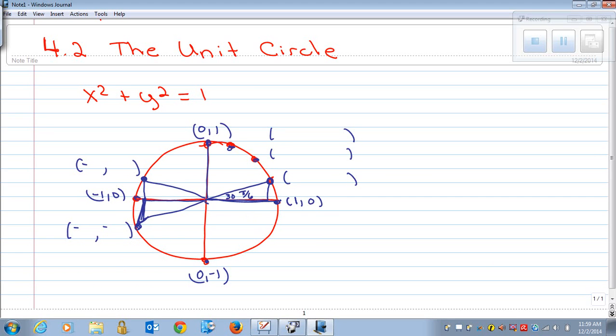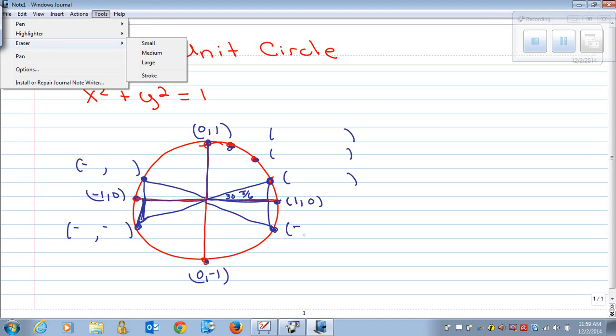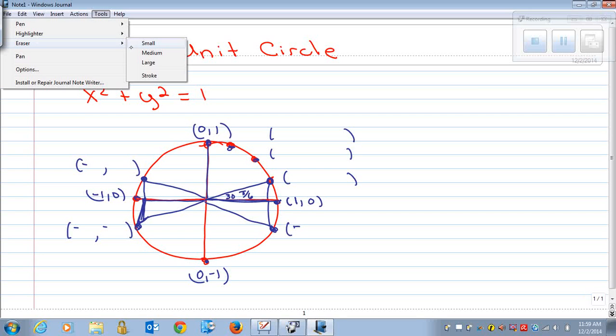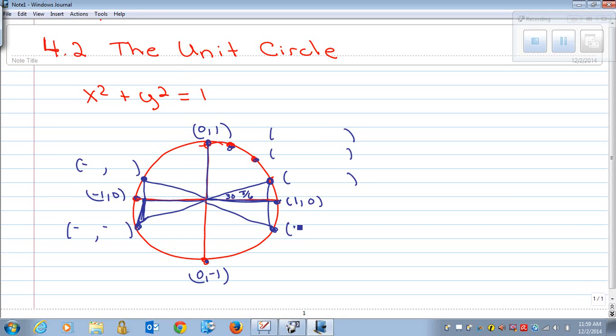And over here, we move up to the x-axis. And over here, this point, of course, the x would be positive. Oops. Sorry about that. I need to erase. Oh, positive, sorry, I'll make that a positive. And the y value would be negative.